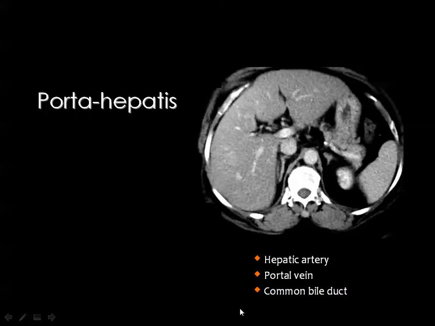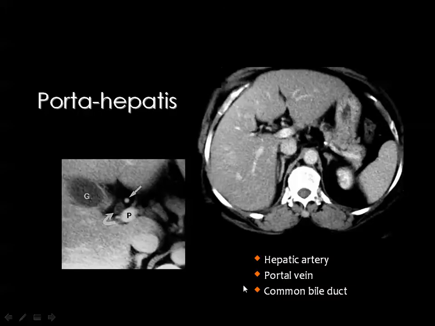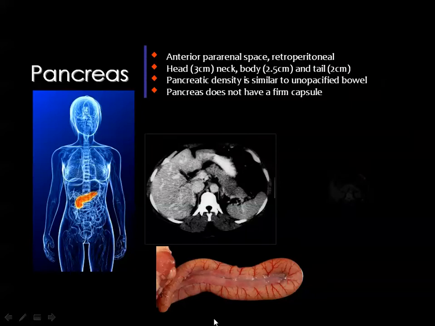The porta hepatis contains three major structures, and these are the hepatic artery, the portal vein, and the common bile duct. Of course, the most commonly seen structure is the portal vein, and you can see some fat, and one of these structures may be the hepatic artery, but using special techniques you can see the portal vein, the hepatic artery, and also the common bile duct.